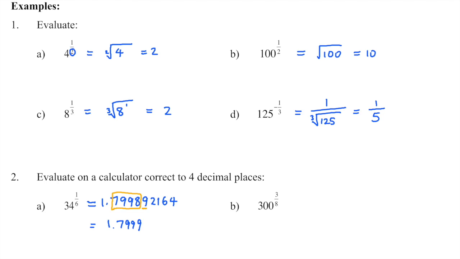So you put that in your calculator. So I'm just going to do that now. 300 to the power of 3 over 8 equals 8.490249845. I want it to 4 decimal places. Looking at the next one, it's a 4, so nothing's going to change in terms of rounding off. 8.4902. So there's your answer. So that's just calculator button pushing.